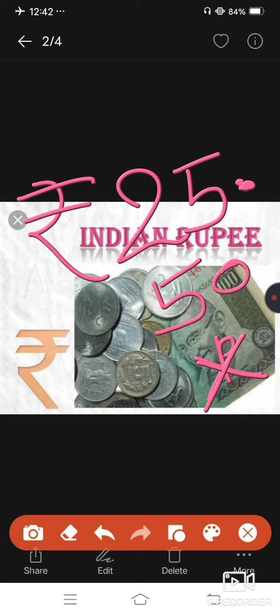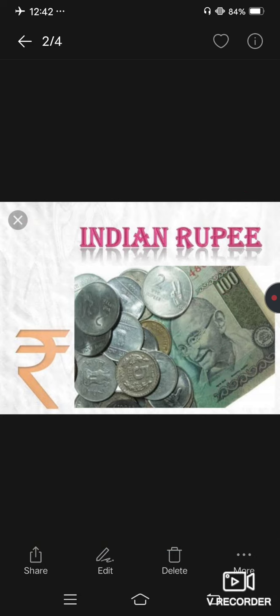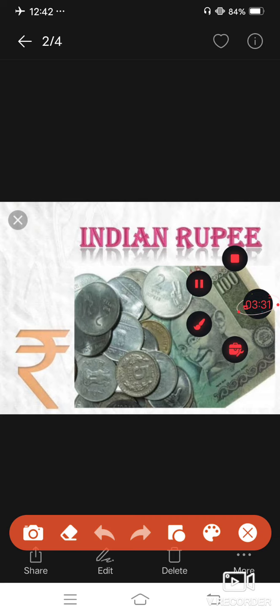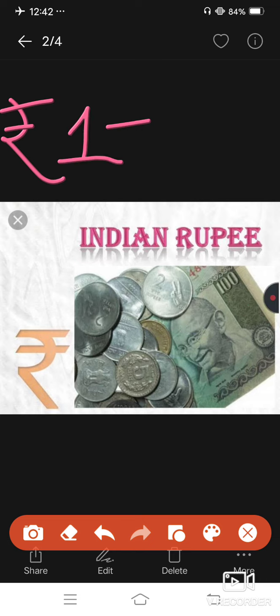The number on the left side of the dot shows rupees and the number on the right side of the dot shows paise. Understood? Now, we will learn the conversion of rupees into paise and paise into rupees. So students, as we know, 1 rupee is equal to how many paise? Rupee 1 is equal to 100 paise.